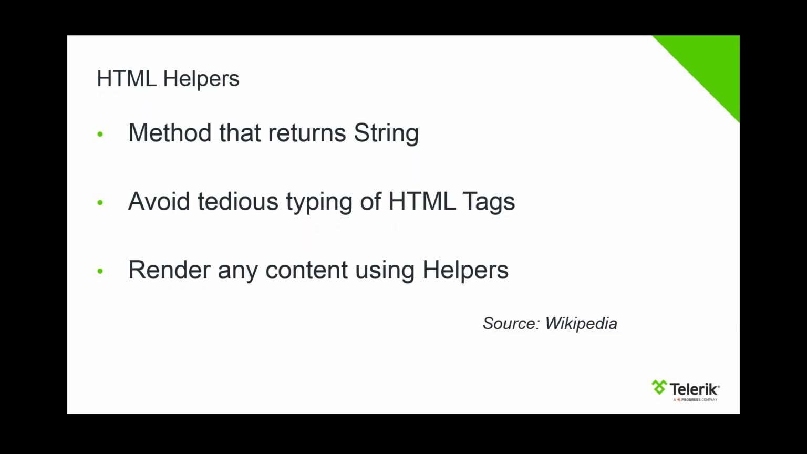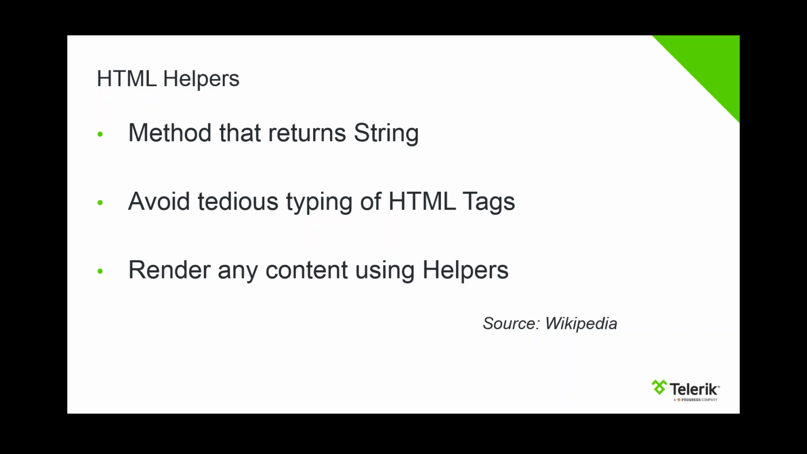It avoids the tedious typing of HTML tags. If your UI is heavy in terms of a lot of HTML tags, you will have to type them out. Instead of that, you can just say @Html.Label, @Html.TextBox. So you do not have to type the whole input type equals text, value equals so and so. Instead, you just say @Html.TextBox, @Html.Label, and then render any content using a helper. So inside the helper, I could put any of the contents.